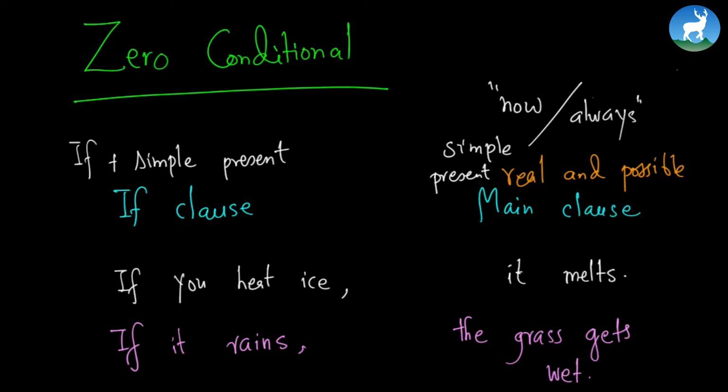Pretty easy, right? The structure follows this simple rule. If plus simple present in the if clause, followed by simple present in the main clause. If you heat ice, simple present, right? If you heat ice, V1, it melts, V5. If it rains, V5, the grass gets wet, V5. So simple present followed by simple present. Pretty easy, right? So let's go to another type.